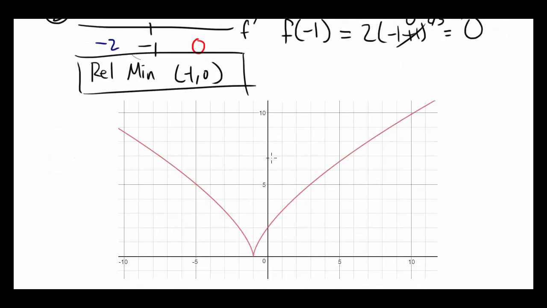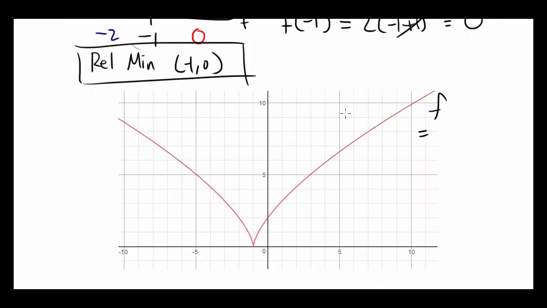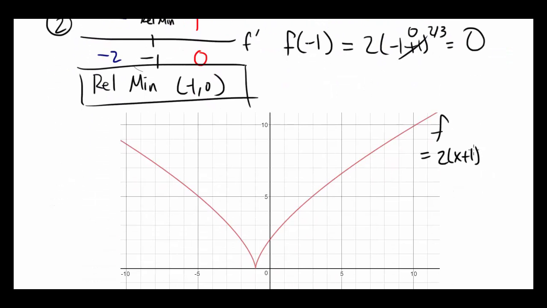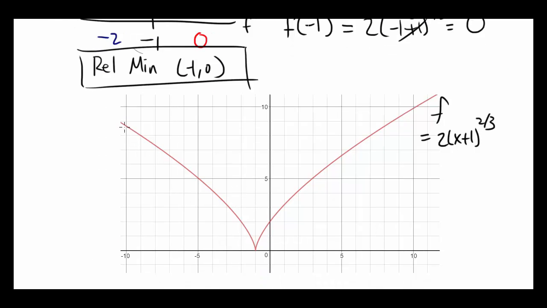And I have a graph of f equals 2 times (x plus 1) to the 2/3 graphed below using desmos.com. And as you can see, we have a relative minimum at negative 1, 0.